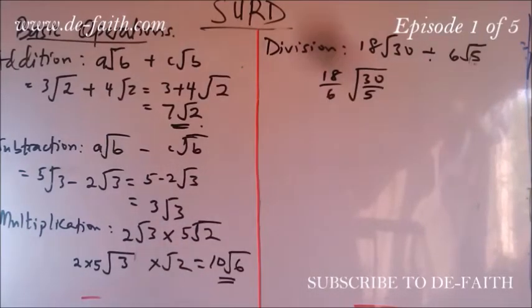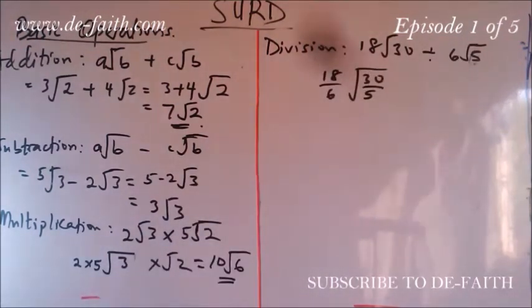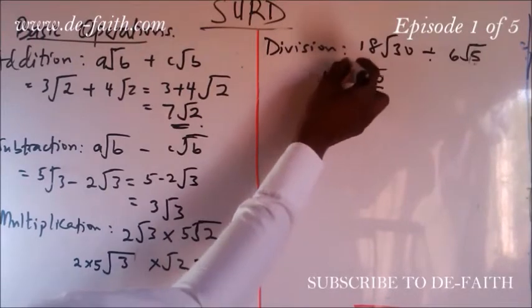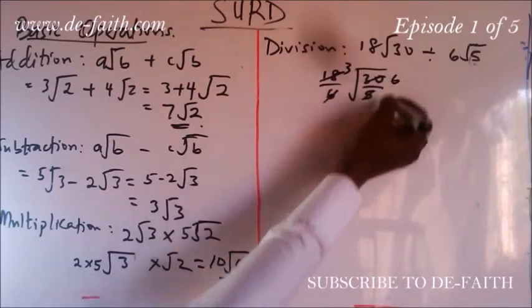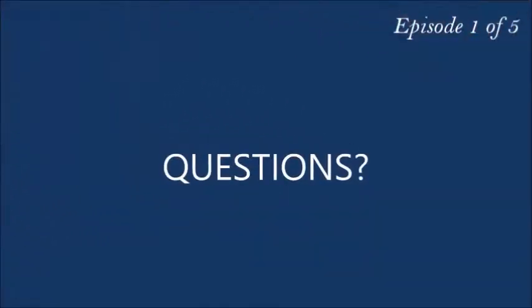So don't forget part of our rules. These two can be merged into a common root. So 6 here 3, 5 here 6. So we are left with 3 root 6.